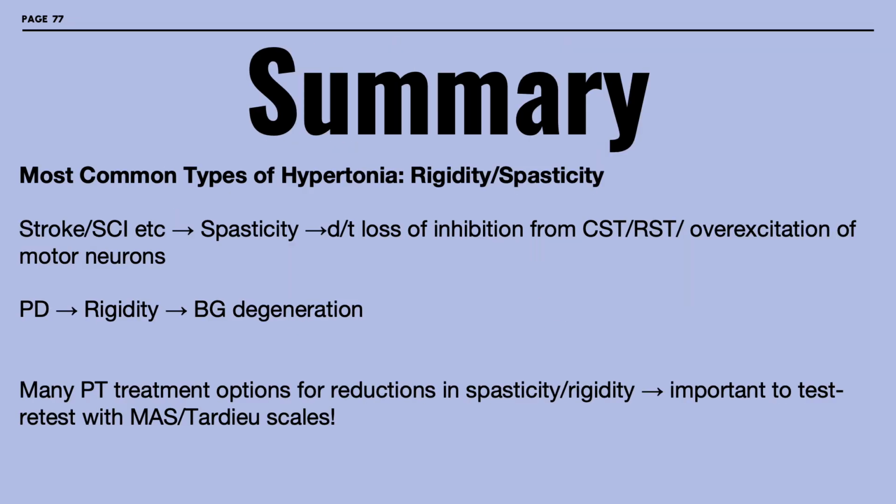So in summary, the more common types of hypertonia that we see in the physical therapy clinic are rigidity and spasticity, with stroke and spinal cord injury causing spasticity due to that loss of inhibition from the CST and RST, causing that overexcitation of motor neurons. With Parkinson's, we often see rigidity due to that basal ganglia degeneration. Many physical therapy treatments out there for reducing spasticity and rigidity. But again, like I said, it's very important to test and retest with the modified Ashworth or Tardieu scales.